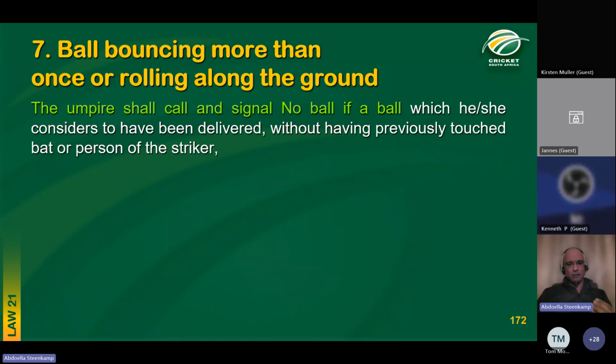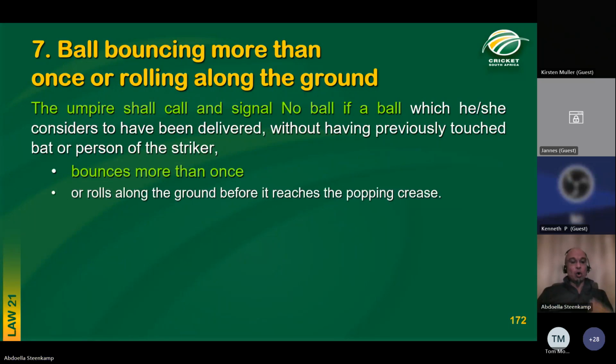Law tells us that umpire is to call and signal no ball if the umpire considers the ball to have been delivered and not to have touched the bat or person of the striker, and the ball then bounces more than once, or it rolls along the ground before reaching the popping crease. So the popping crease is important here. If it bounces a second time before reaching the popping crease, or the ball gets delivered and starts rolling before reaching the popping crease, umpire is to call and signal no ball.